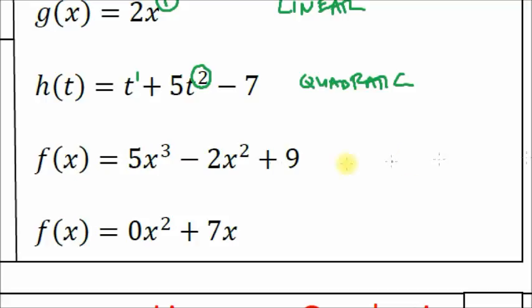Okay, let's go to the next one. f of x is equal to 5x cubed minus 2x squared plus 9. Well, now we have an exponent of 2 on the x, but we also have an exponent of 3. And that means it's neither linear nor quadratic. It's neither one of those. This is actually called a cubic expression. In this case, we're not doing cubics in this unit, so we're going to say this is neither one. I'll just put the word neither. It's not linear, it's not quadratic.